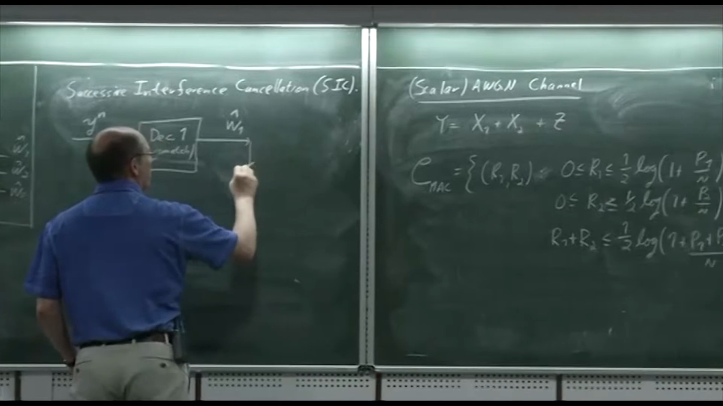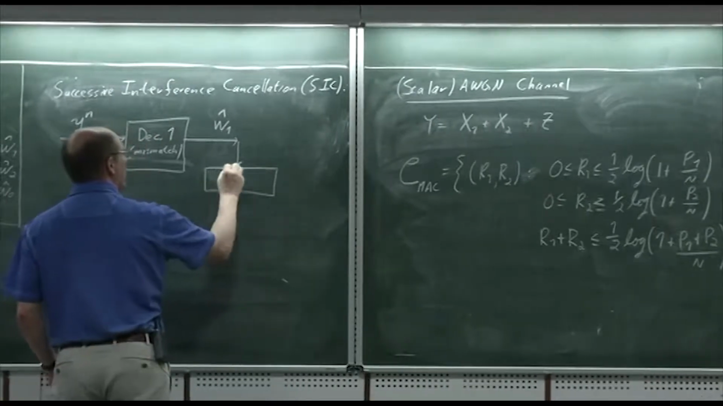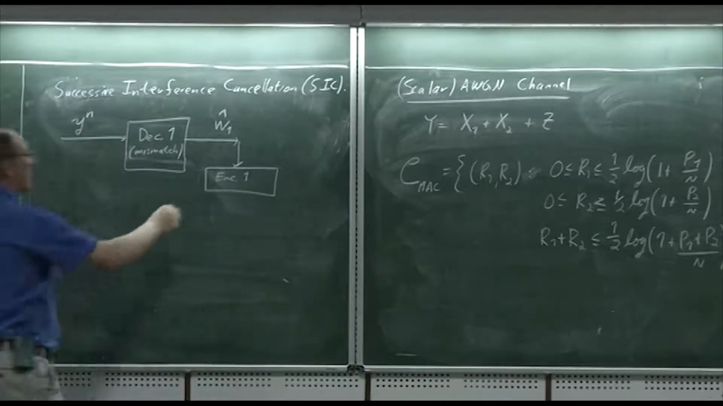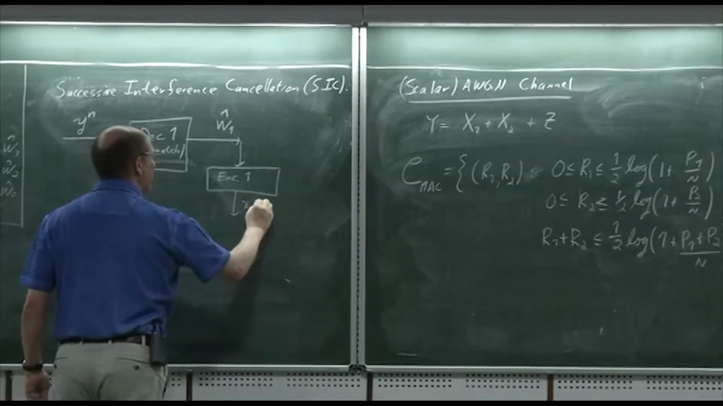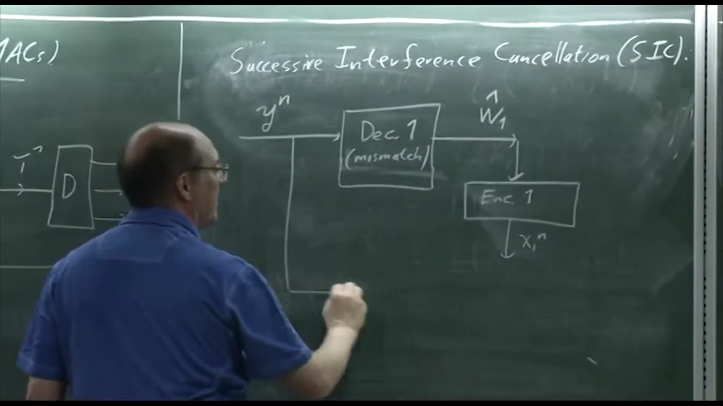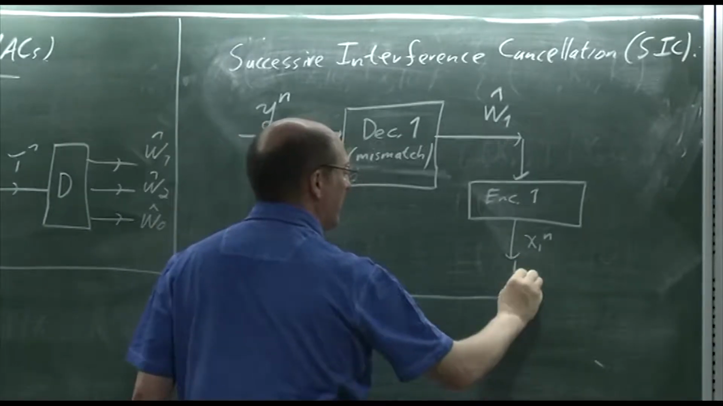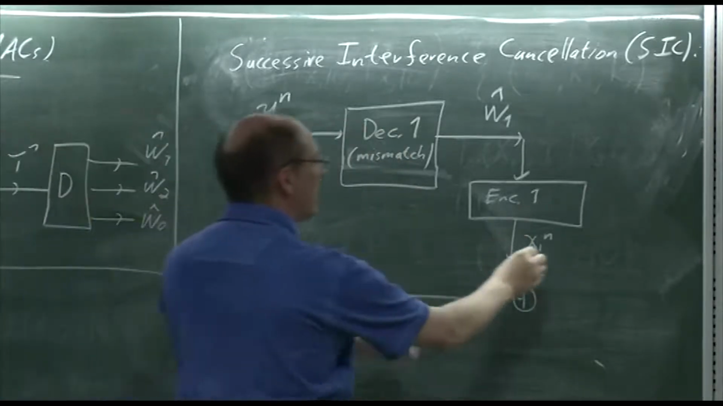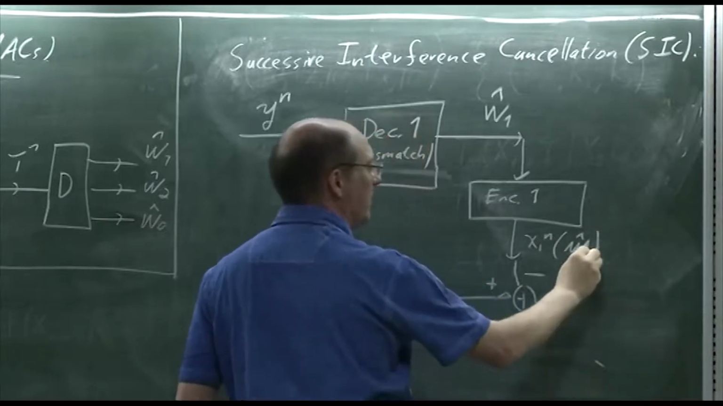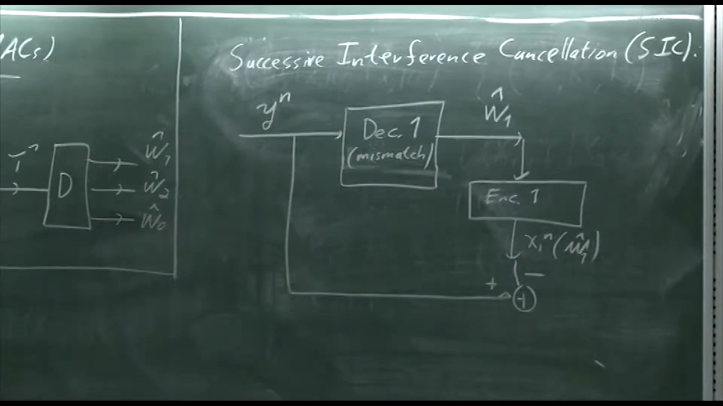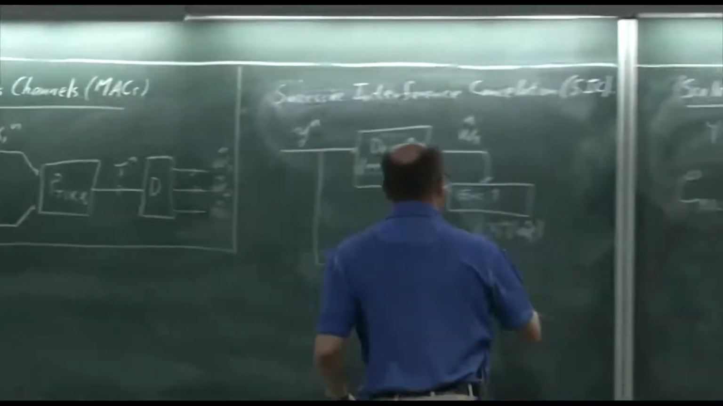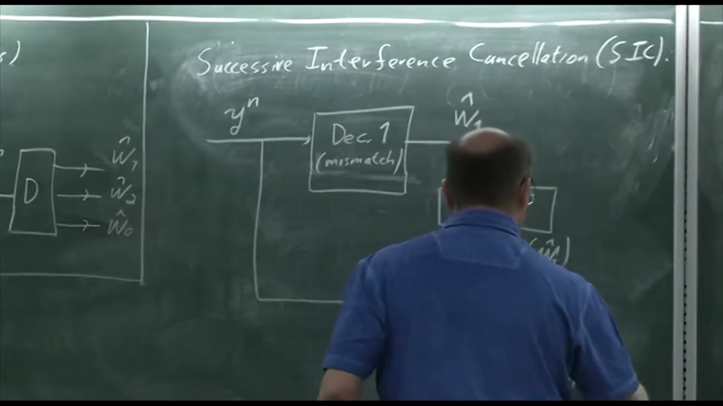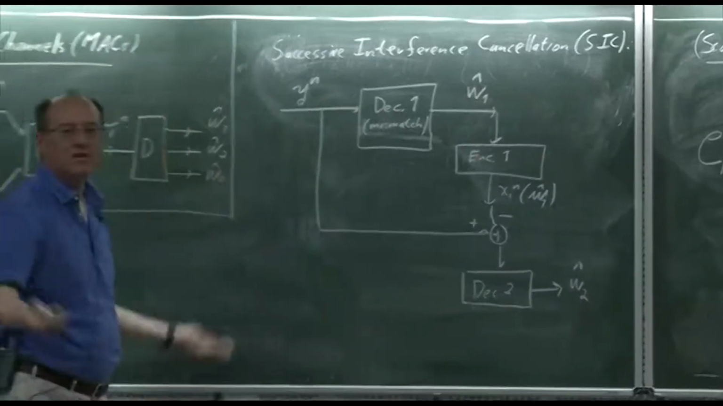Then we have to re-encode with encoder 1, right? We get X1N. Then we subtract that from this. And then we get a signal that, if we decoded correctly, if W1 hat is the same as W1, well then we'll just have a clean channel and can decode at the decoder 2. W2 hat, right? So that's the architecture.